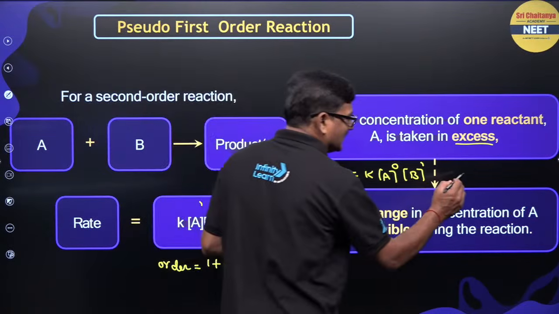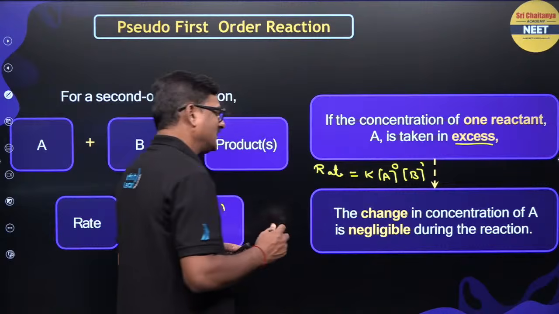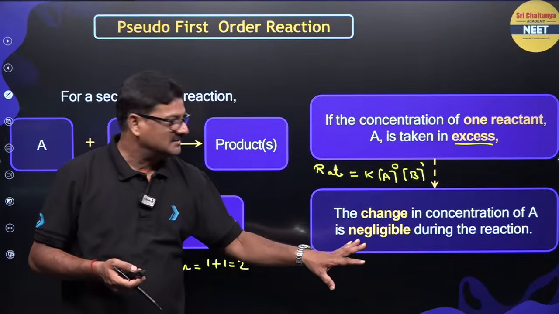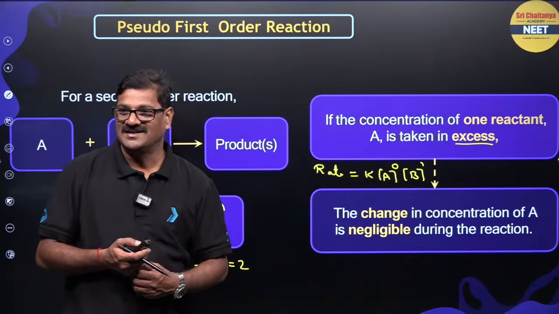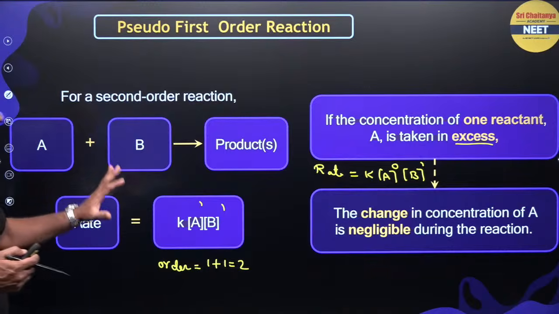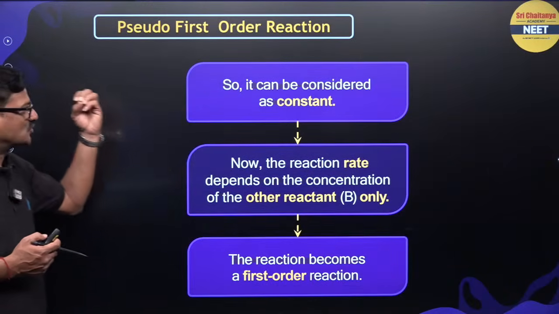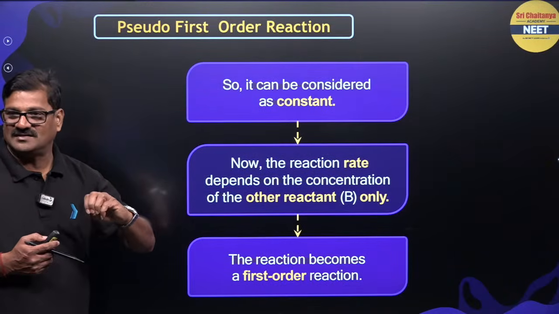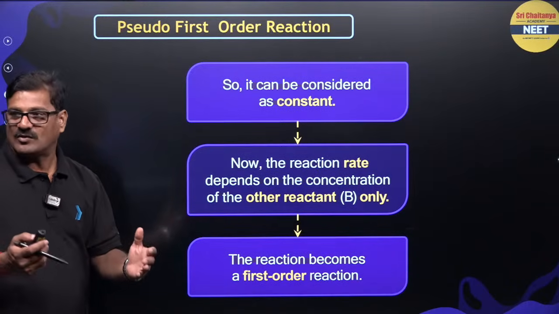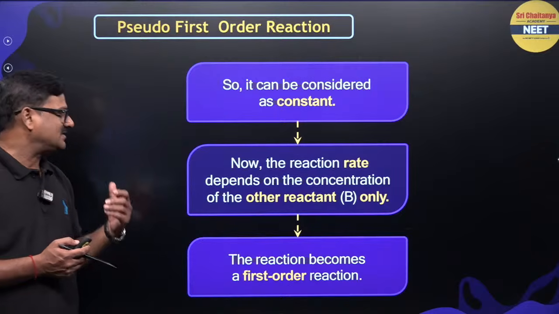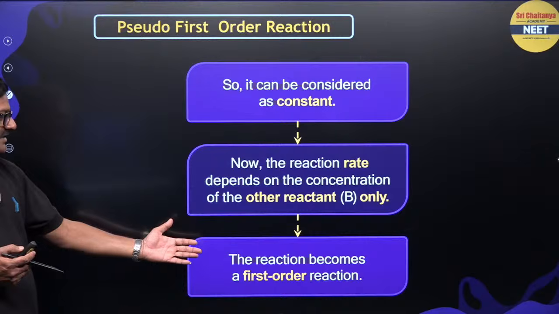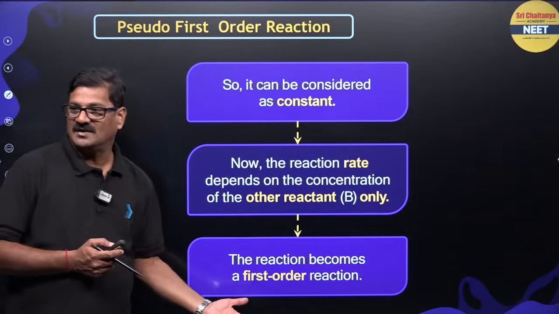So the order is going to be 1. The change in concentration of A is negligible during the reaction, the rate with respect to this. So that is the actual meaning of the pseudo first order reaction. So it can be a constant. Whenever you take something in excess, it behaves like a constant. Now the reactant rate depends on only concentration of B. The reaction behaves like a first order, right?